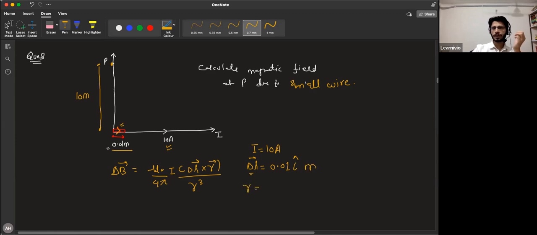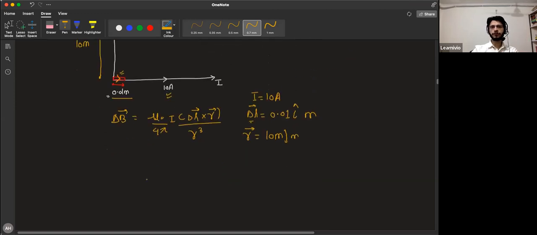How much is R here? Anshika, how much is R here? So 10. Good. R is the separation of the point from the small element. And what is the direction of R? R is along the y-axis, so the unit vector is j cap. So we have everything in this expression. Now let's substitute the values.